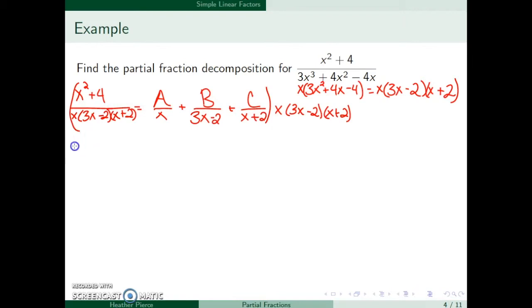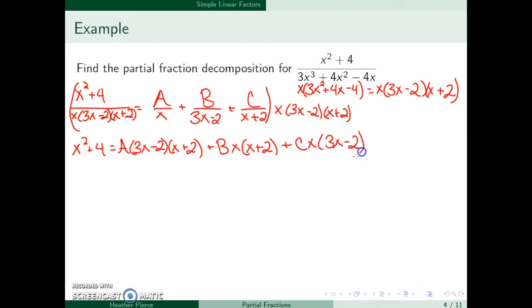When we do that, the left-hand side just becomes x squared plus 4. On the right-hand side, we end up with a, 3x minus 2, x plus 2, plus b, x, x plus 2, plus c, x, 3x minus 2. So this should hold no matter what values of x we use.